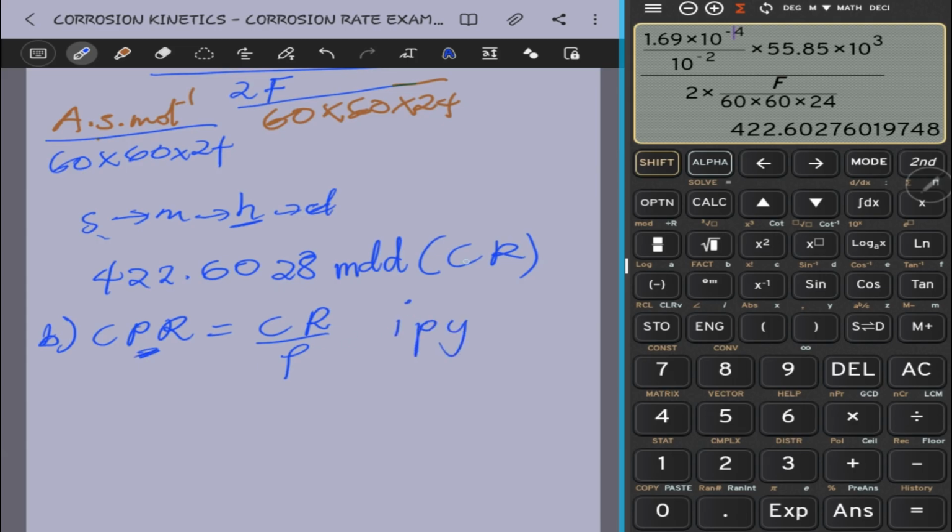And then the corrosion rate that we have here is in milligrams per decimeter square per day, right? So that would mean that anything that involves length has to be changed to inch. Everything that involves time has to be changed to year, right? So that's how it's done.